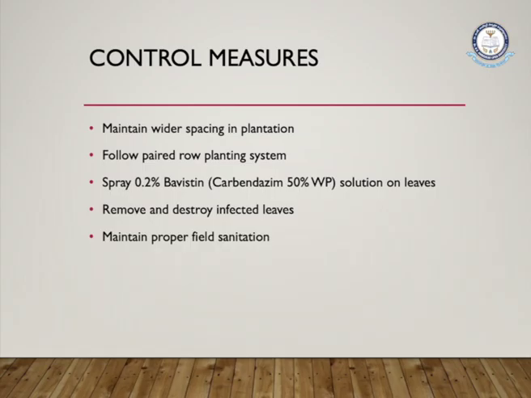You should be very careful while you are planting your mulberry. You can spray 0.2% Bavistin or Carbendazim 50% solution on your leaf, and you can remove and destroy your affected leaves and maintain proper field sanitation, because field sanitation can kill your spores, but it is very hard to remove the fungus.